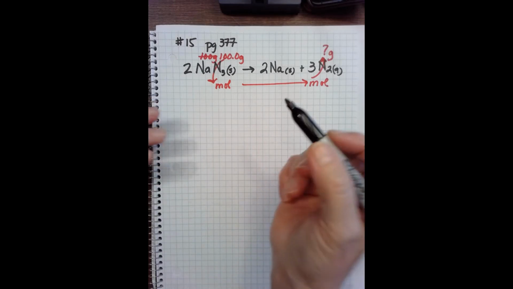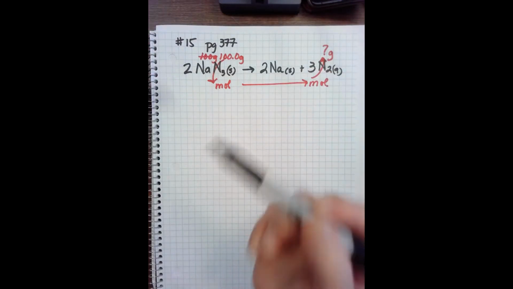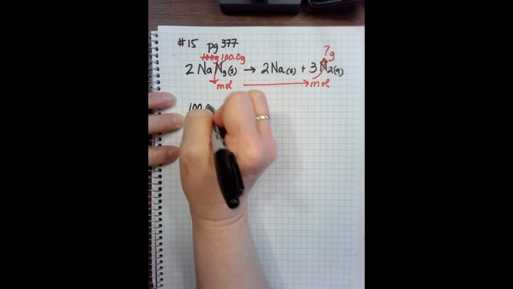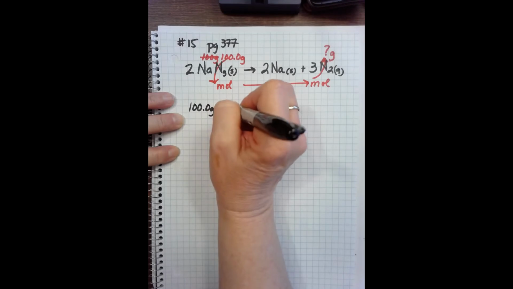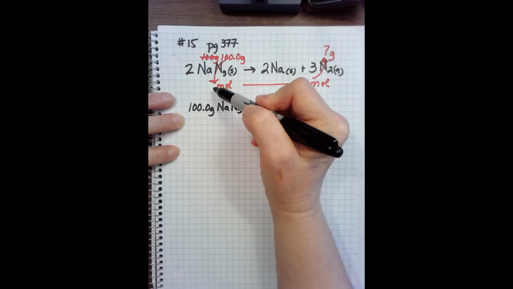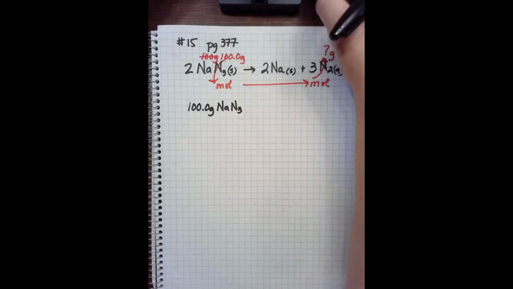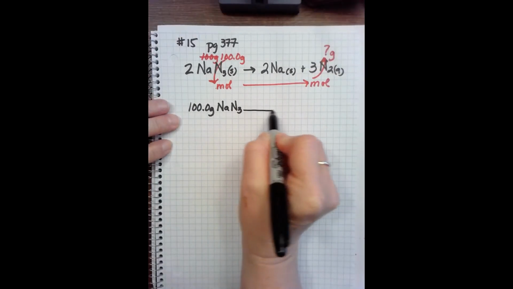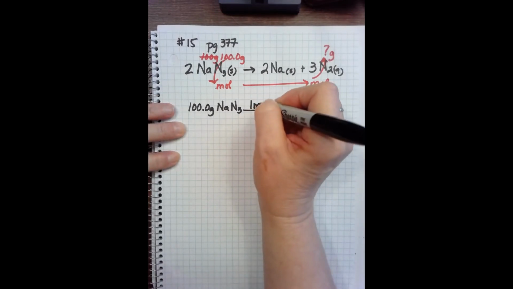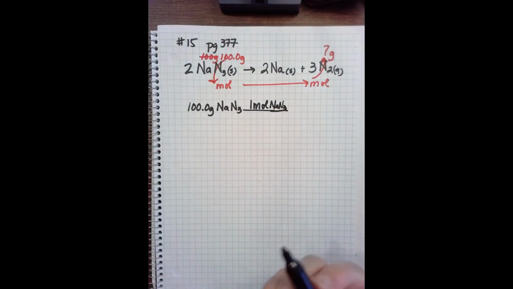Now, what do we start with? Well, the only number that they gave us was 100 grams. So that's where we have to start our math path. So 100 grams of NaN3, the sodium azide. Now, we have to convert that to moles. So we know how to do that from our last chapter. We know that in order to convert 100 grams of sodium azide into moles, we say 1 mole of NaN3 has what molar mass?